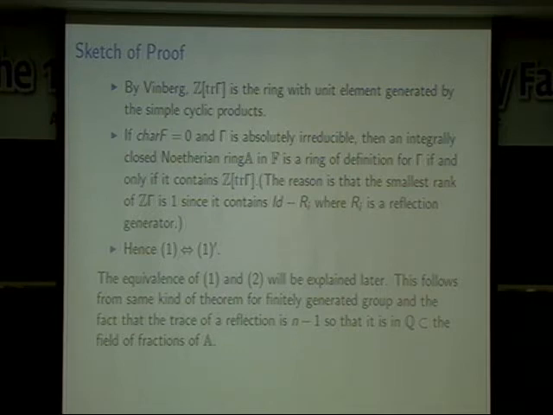So this is the sketch of proof of the theorem first. By Wingberg, ZTR gamma is the ring with unit element generated by the simple square products. And if characteristic of F is 0, then gamma is absolutely irreducible, then an integrally closed Noetherian ring in F is a ring of definition for gamma if and only if it contains ZTR gamma.